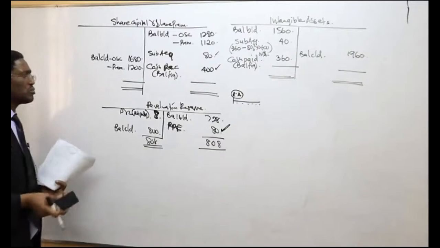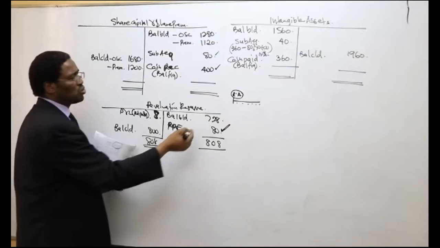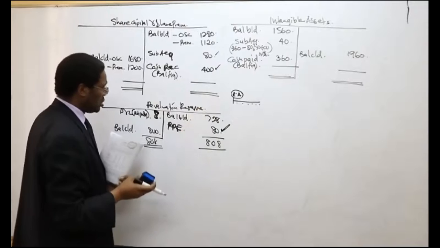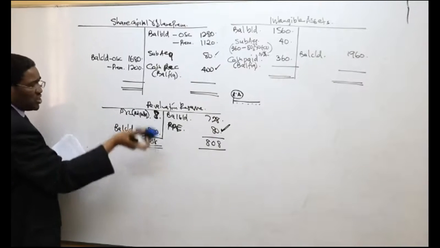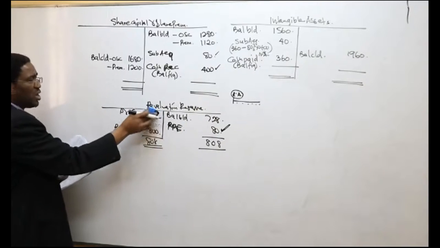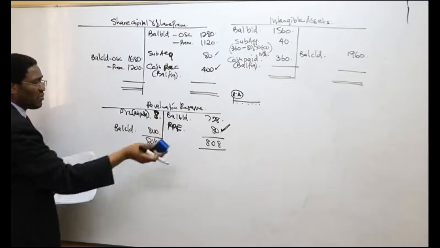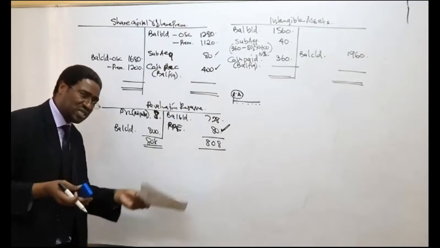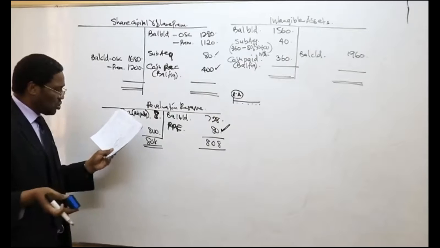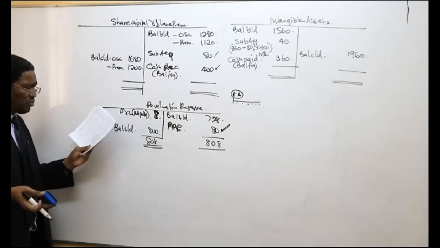So there are those two policies. Some companies may choose not to charge a revaluation decrease. But if they choose to, like this one, you now debit revaluation, and you must have credited retained earnings. So that's all for the revaluation.